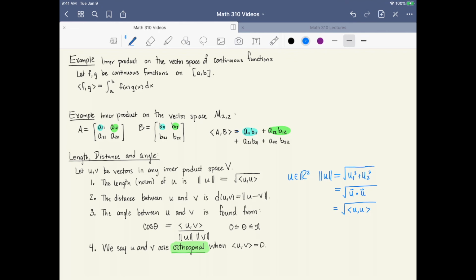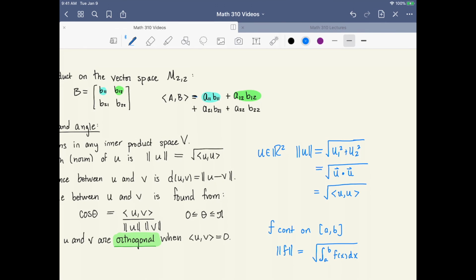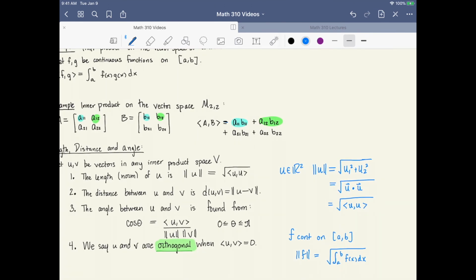If you're dealing with continuous functions and doing the integral from a to b, it's going to look something like this. If you have f as a continuous function on the closed interval a to b, then the length is going to be the square root of the integral from a to b of f of x dx. That looks a lot different than how we normally think of distance in Euclidean space. But abstractly, what we're doing is putting the inner product of a vector with itself inside the square root symbol. And so that's how we're going to define the length of a vector.